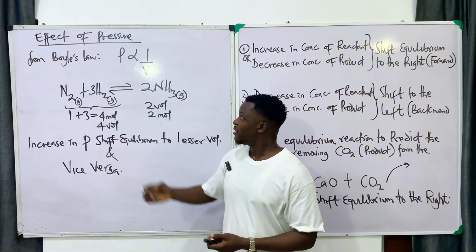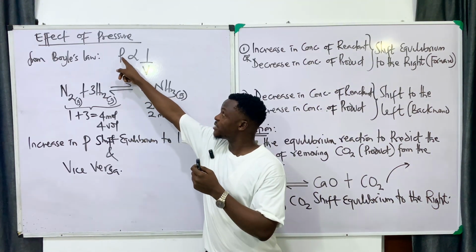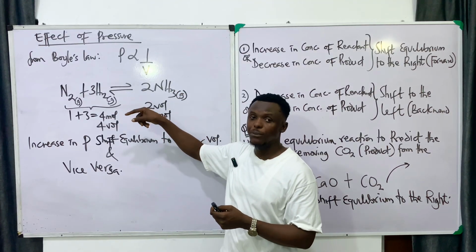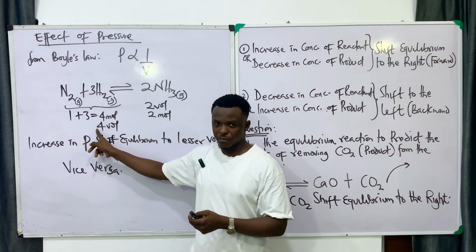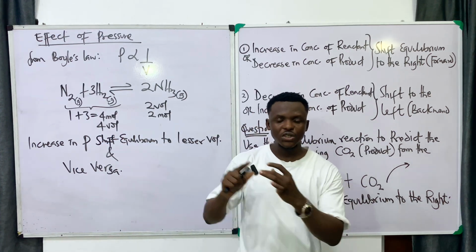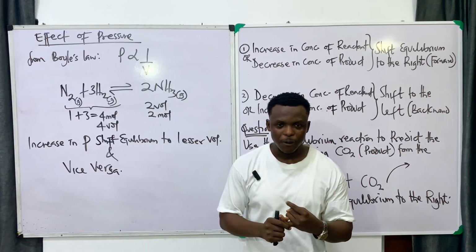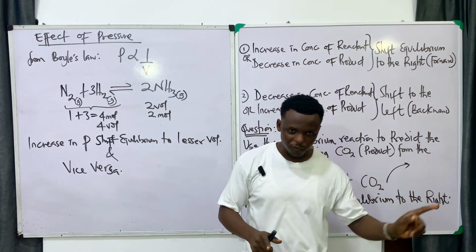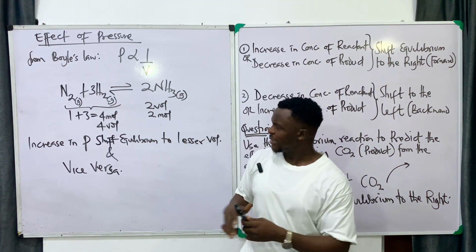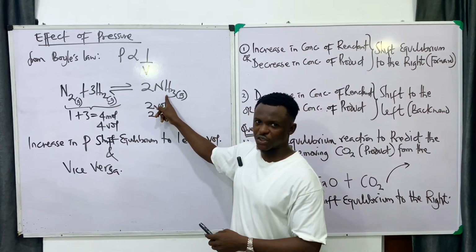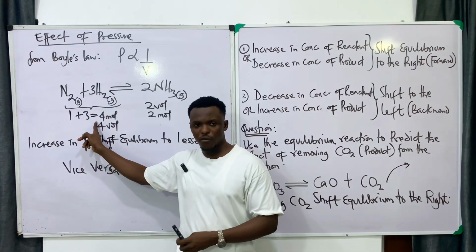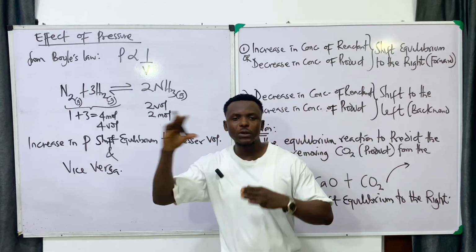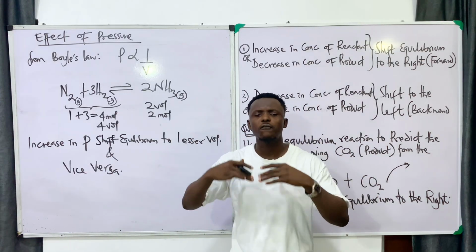Alternatively, or conversely, if you decrease the pressure, decrease in pressure leads to increase in volume. So if you decrease the pressure of this reaction, what happens? Equilibrium shifts to the side that has more volume. So increase in pressure leads to the side that has less volume, right? Decrease in pressure leads to the side that has more volume, and that is that for pressure. So in this question now, if I decrease the pressure of this reaction, it will move to the side that has more volume.